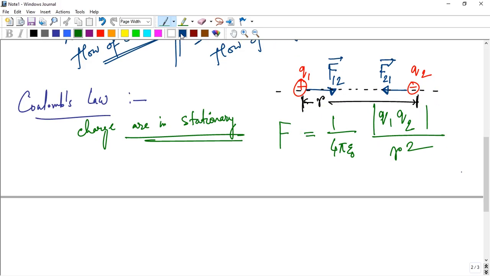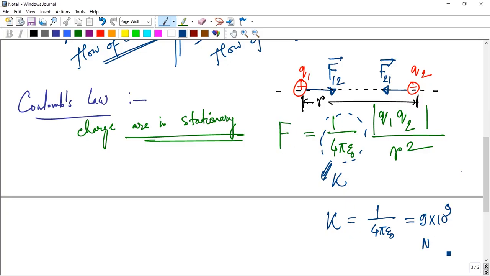So here we get some constant, the constant 1 over 4 pi epsilon naught. Suppose we call that constant k. That k is equal to 1 over 4 pi epsilon naught, which is equal to 9 into 10 to the power 9, and the SI unit is Newton meter square per Coulomb square. That's a constant.